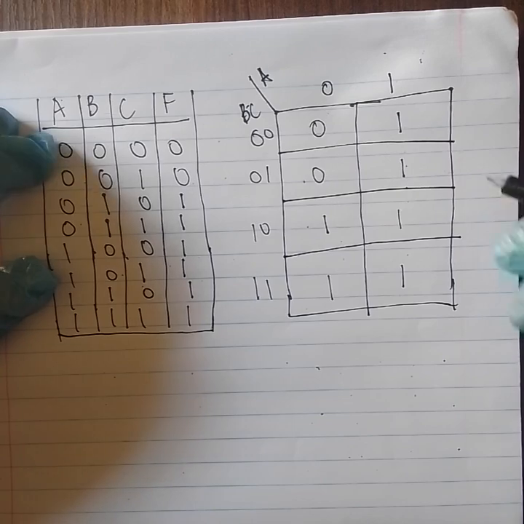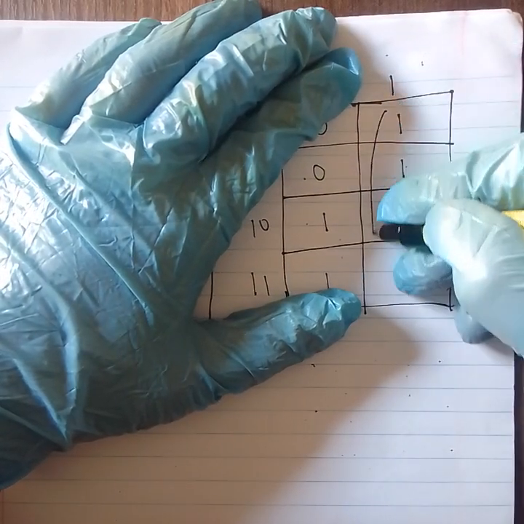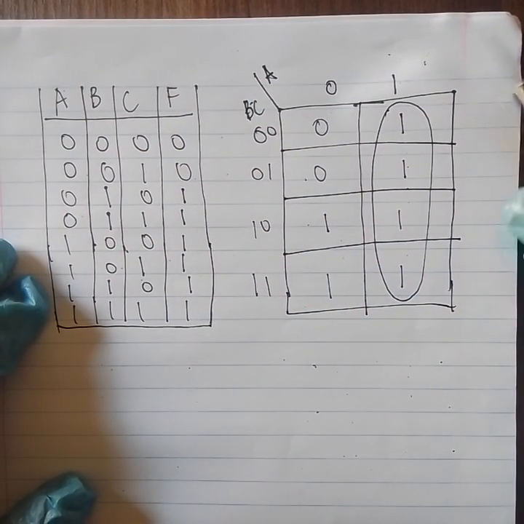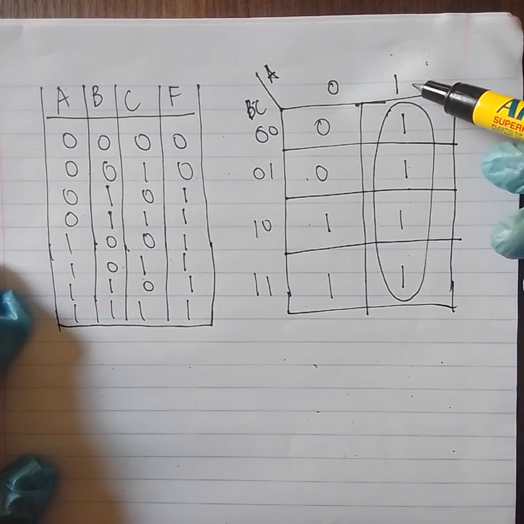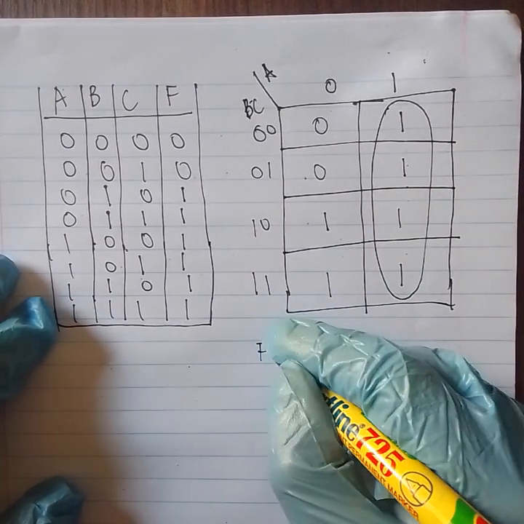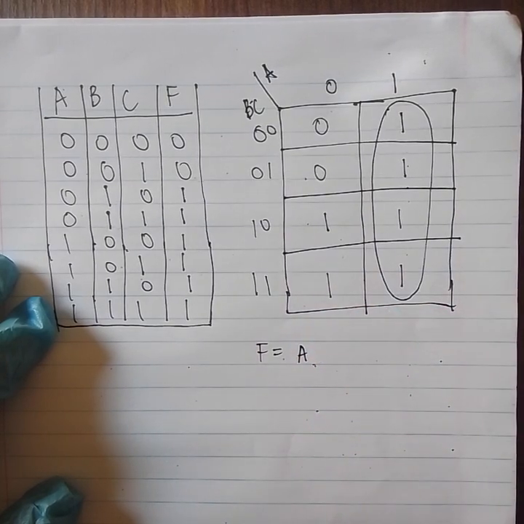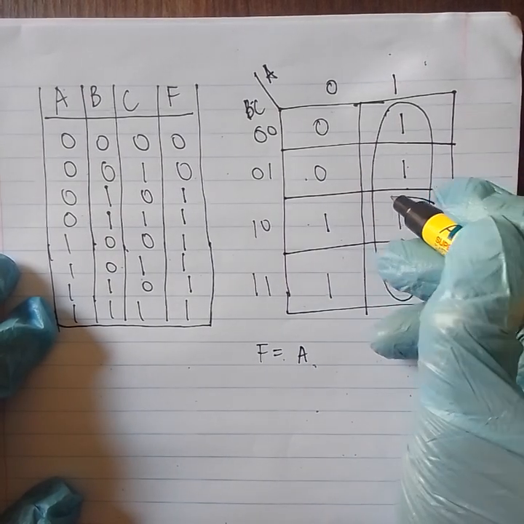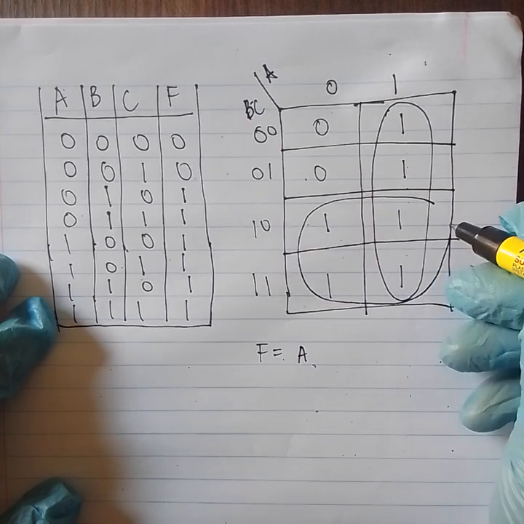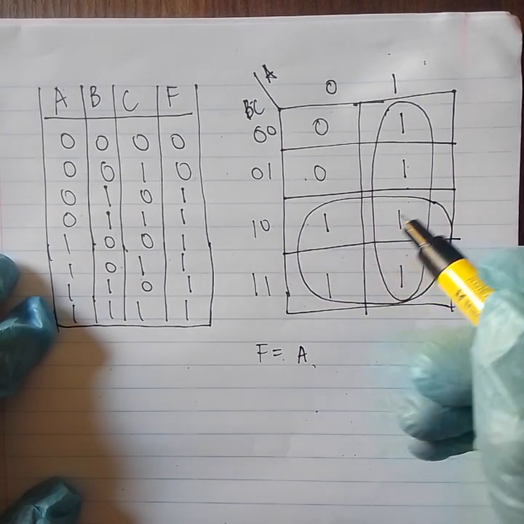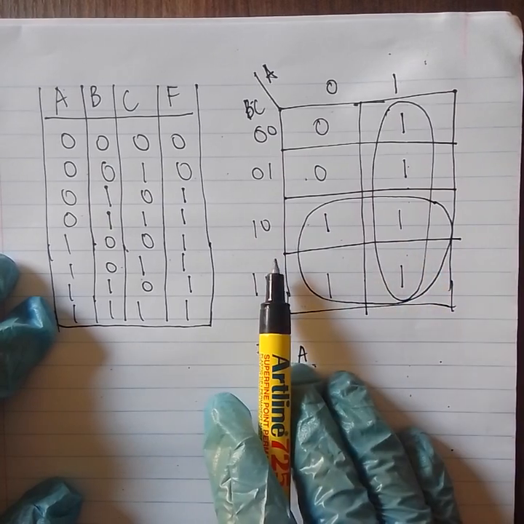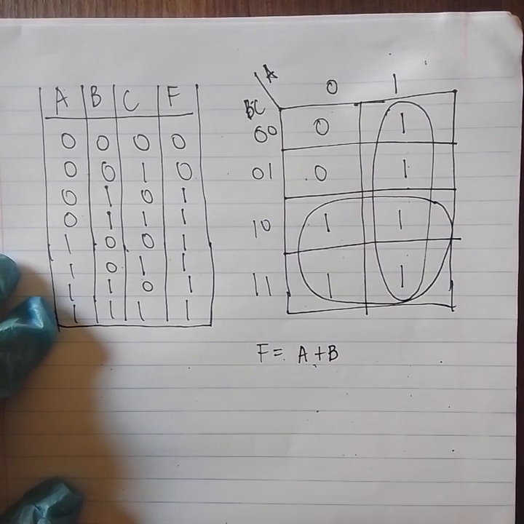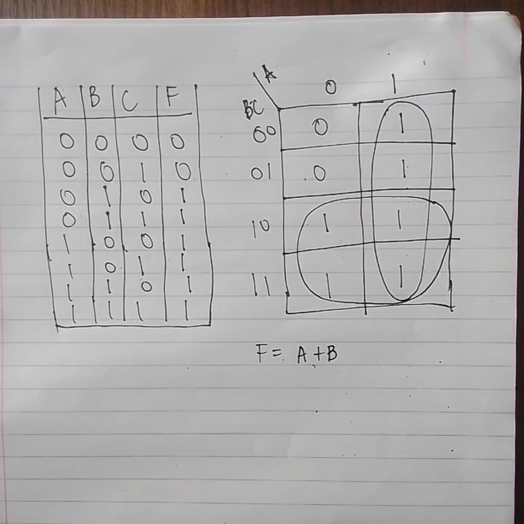Now we have to group. We have the first group, which is our vertical group. This vertical group always matches the input value of A, which means F is equal to A. We can have the second group. We can group these four. These four always match the input value of B, which means we have A plus B. That's all for this video. I hope you enjoyed.